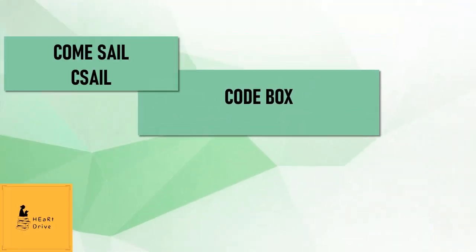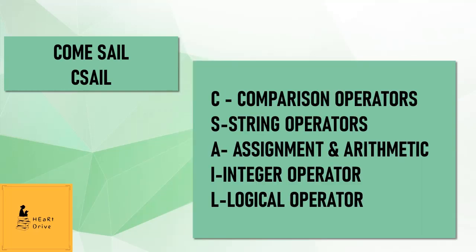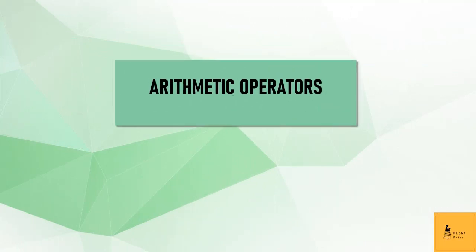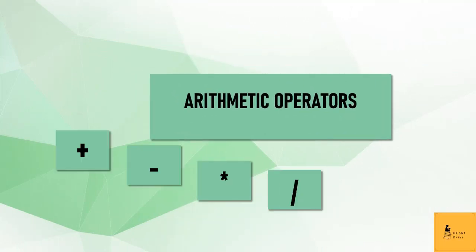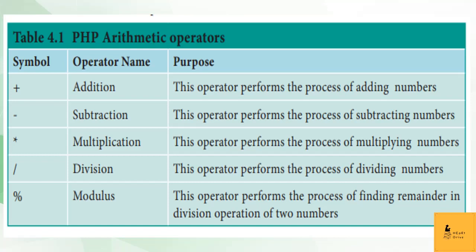Let's see the code box. CSAIL. C represents comparison operators, S represents string operators, A represents assignment and arithmetic operators, I represents increment and decrement operators, and L represents logical operators. Arithmetic operators. Arithmetic operators are used for common arithmetic operations like addition, subtraction, multiplication, and division. These are the arithmetic operators of PHP.